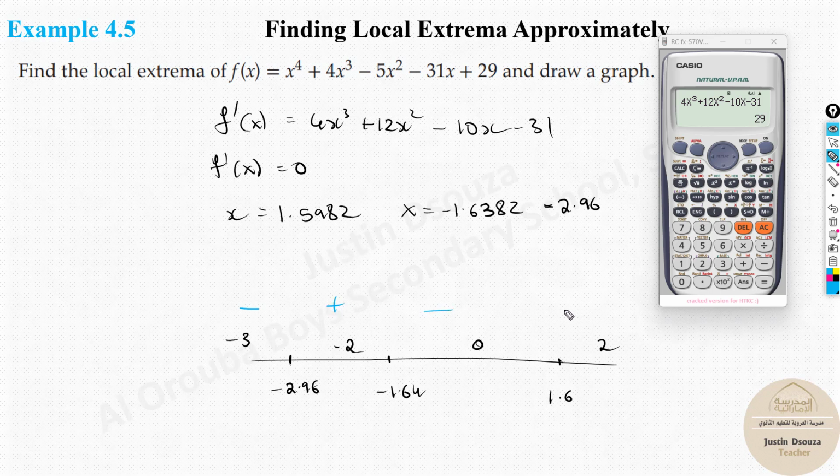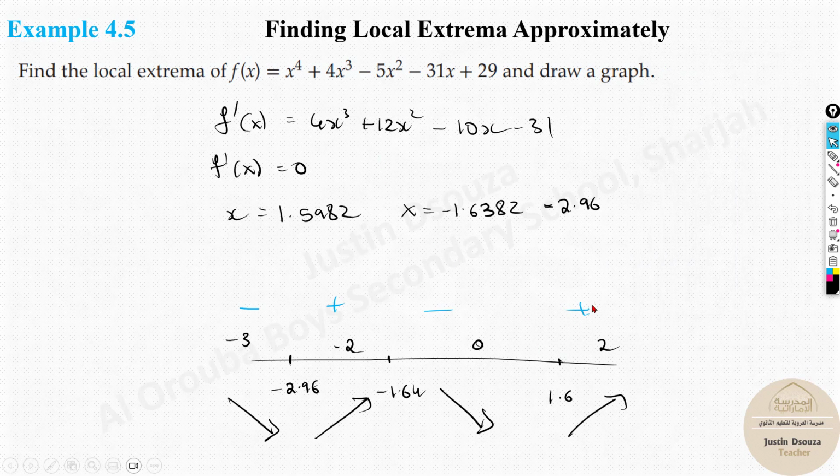So plus, minus, plus. Here we know this is decreasing, increasing. Here it's a minimum value. Again, it's decreasing, increasing. Now this is it. Now we can graph. Let's just compare the graph directly. We have graphed it many times. We can see the graph.